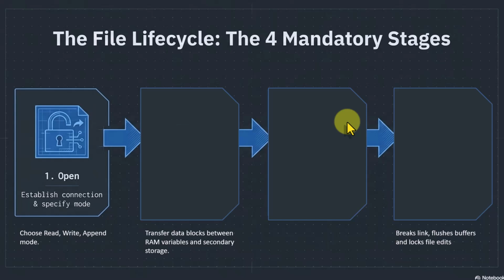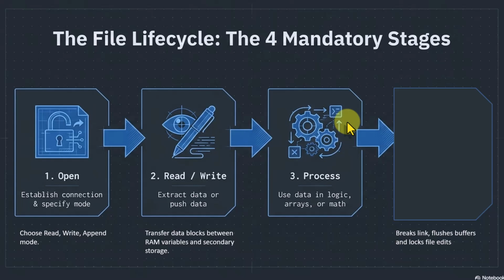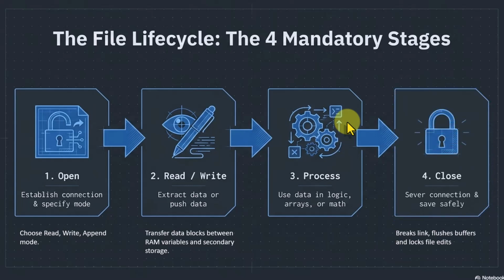The second one is read or write the data: extract data from the file or push data into it. That is, transfer data blocks between RAM variables and secondary storage. After that, once we have the data, we have to process it: use the data in logic, arrays, or math. Then, when our work is done, we have to close the file. This is very important. If we do not close our files, we may end up with damaged files.